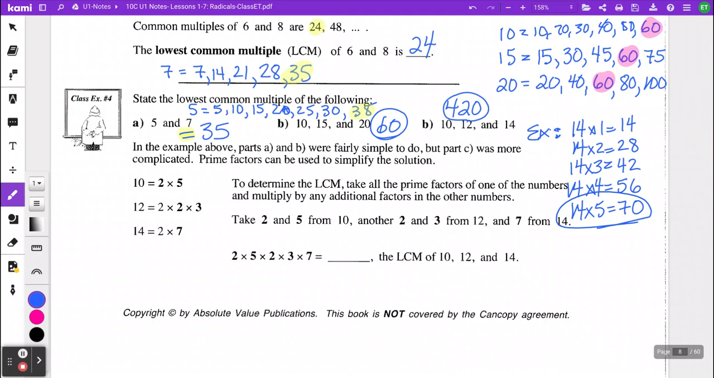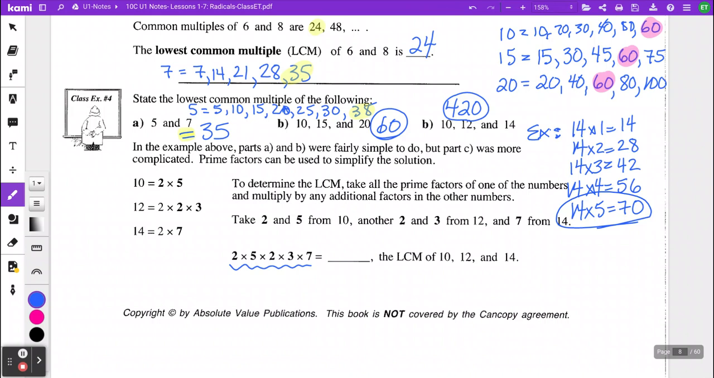All right, so in this example, the first two were quite easy to do. This one was quite hard to do. The reason it was quite hard to do is because it's a huge number. So is there another way we could do this? Yes, we're going to use our prime factorization. Because if we use the prime factorization, the prime numbers that they have in common, we can find the lowest common multiple very easy.